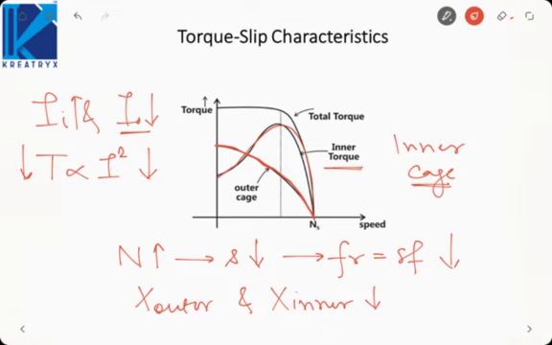Remember this point. As the speed builds up, the reactances become more uniform, so current will be transferred from the outer cage towards the inner cage. As the current in the outer cage goes down, the torque will also go down. The total torque will be the sum of the two, and if you see, the starting torque has now increased. So that is the effect of the double cage rotor. These are the ways by which we can increase the starting torque of a squirrel cage induction motor.